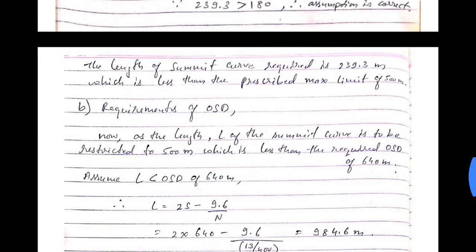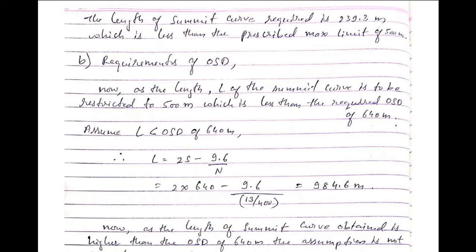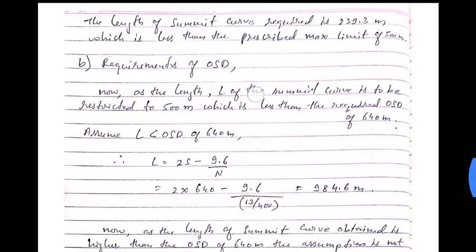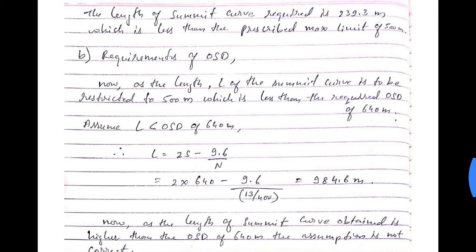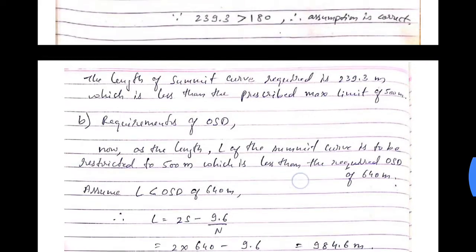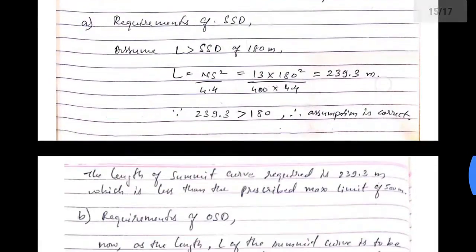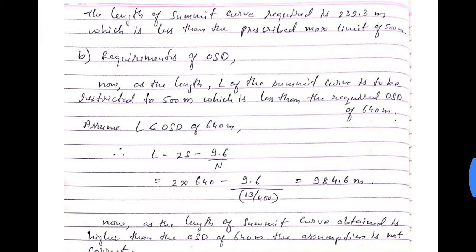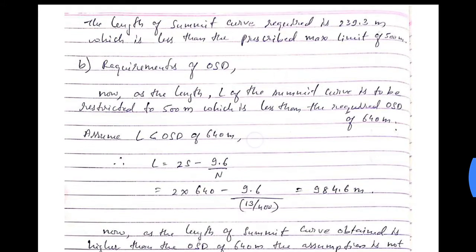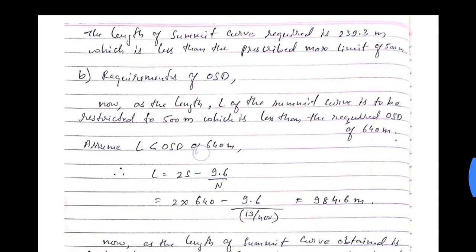Now the second condition is for requirements for OSD. Now as the length L of the summit curve is to be restricted to 500 meters, which is less than the required OSD of 640 meters. Since in the question it is given that the OSD is 640 meters, obviously the length cannot be greater than 640 meters. Hence we assume the condition L is less than OSD.